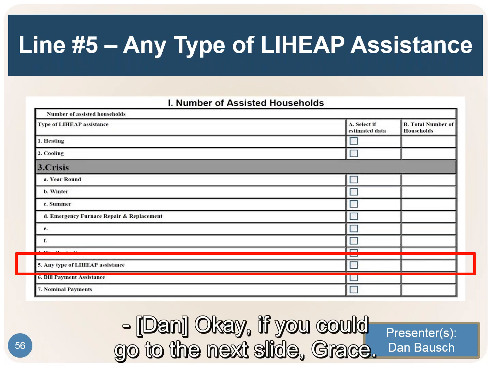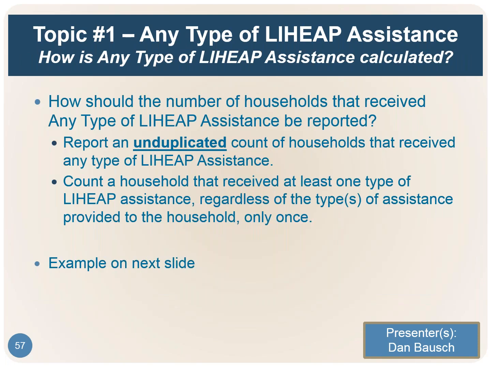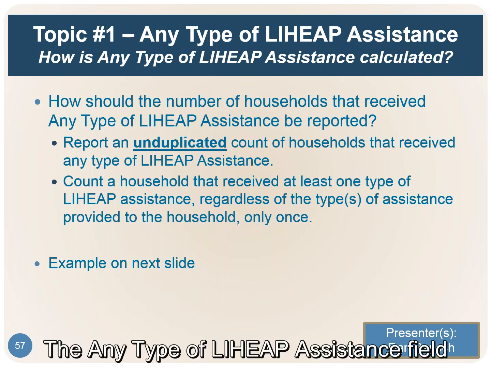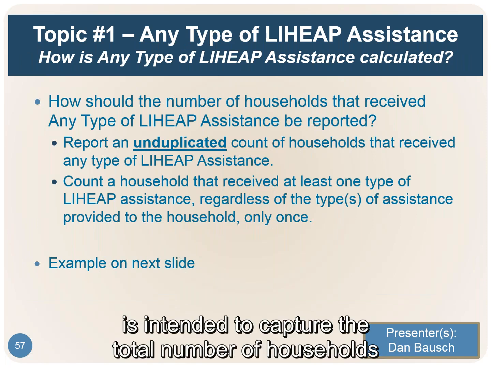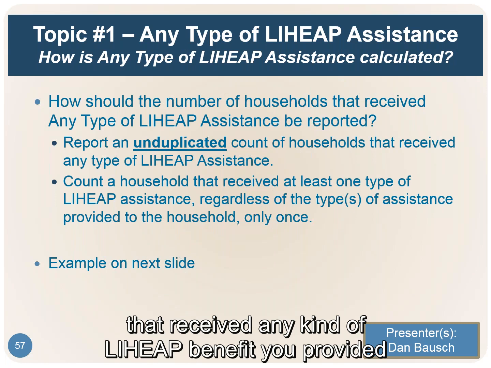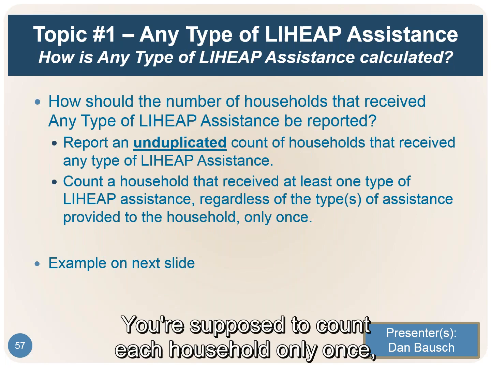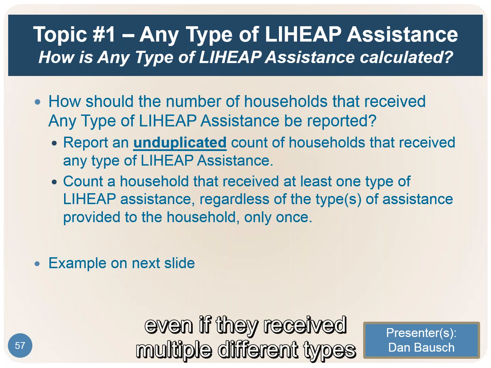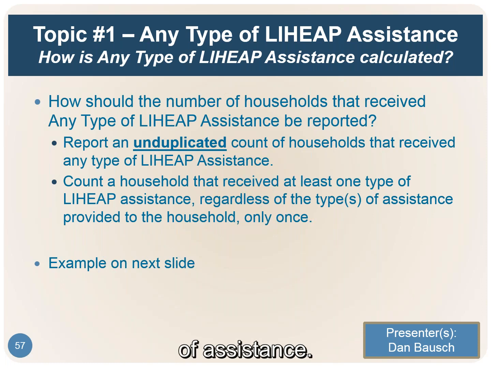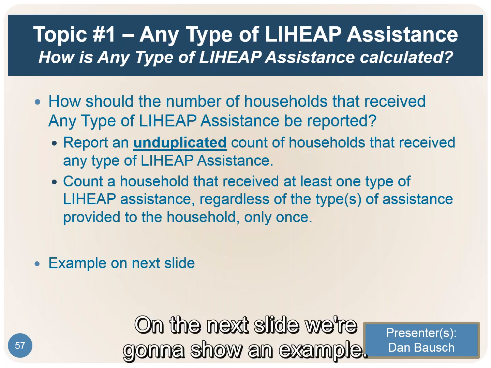Okay, if you could go to the next slide, Grace. So the any type of LIHEAP assistance field is intended to capture the total number of households that received any kind of LIHEAP benefit you provided during fiscal year 2018. So you're supposed to count each household only once, even if they received multiple different types of assistance. So on the next slide, we're going to show an example.